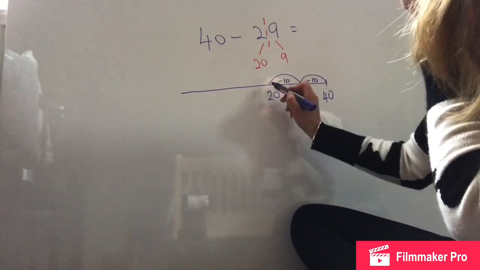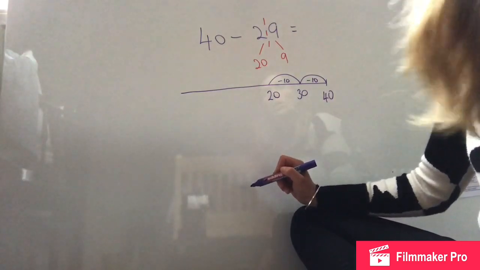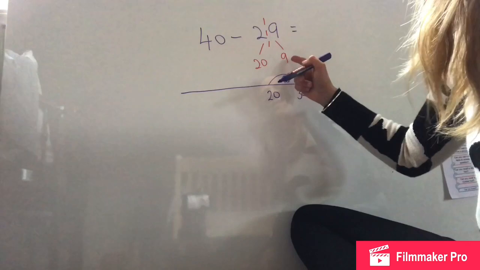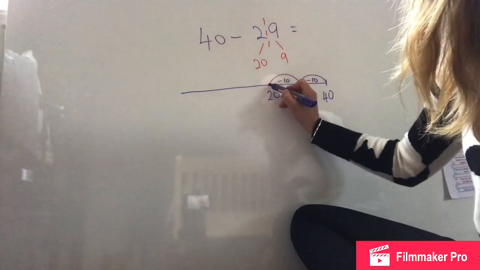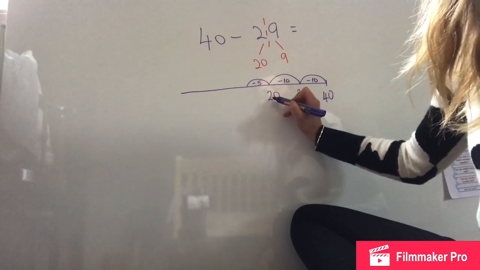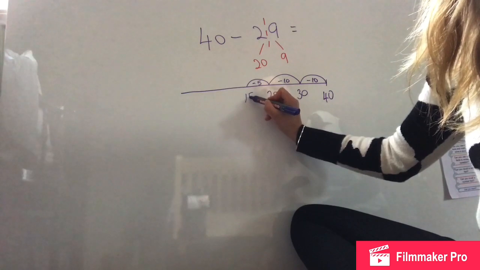Now, if I did 9 little ones, that would be okay, but it would be a little bit confusing. So I'm going to make it a bit easier on myself. I know that 5 add 4 is 9, so I'm going to do a jump of 5. So I'm going to take away 5 because I know my 5 times table. So I could take off 5 from 20 and it would leave me 15.